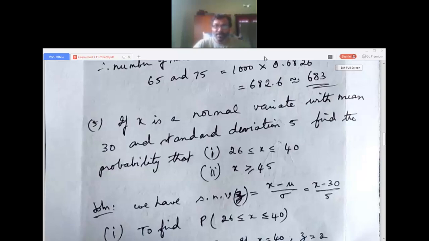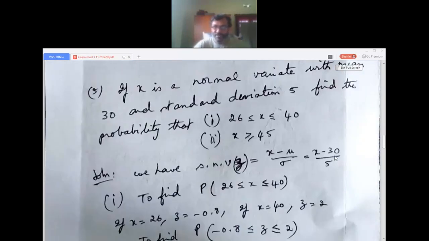Okay, now here minus 0.8. So what we get here, I hope it is clear. When x is 26, 26 minus 30 is minus 4, and minus 4 by 5 is minus 0.8. Same way, when x is 40, 40 minus 30 is 10, 10 by 5 is 2. So z equals 2. So these two values we got.